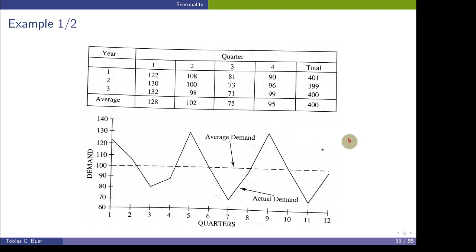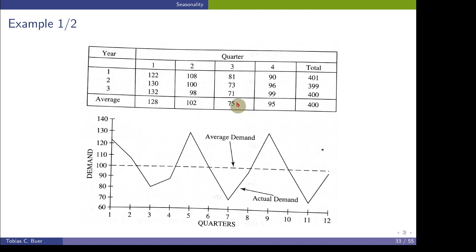So now how to calculate the seasonal index for each of these 4 quarters? Well, to get the seasonal index of quarter 1, you take the average demand of quarter 1, which is 128, and divide it by the average quarterly demand, which is 100. So the seasonal index of quarter 1 is 128 divided by 100, which results in 1.28.